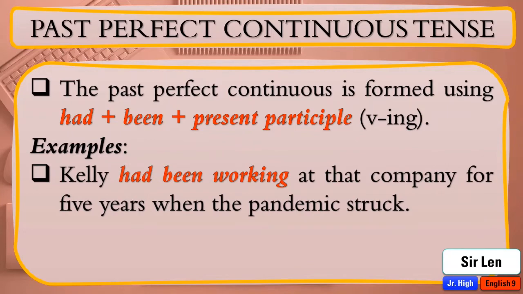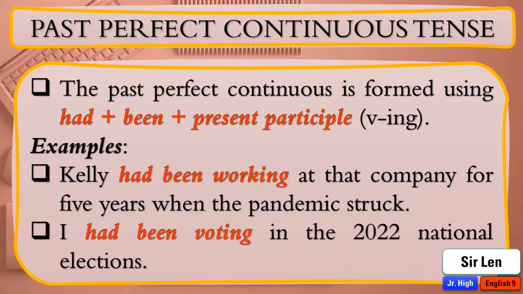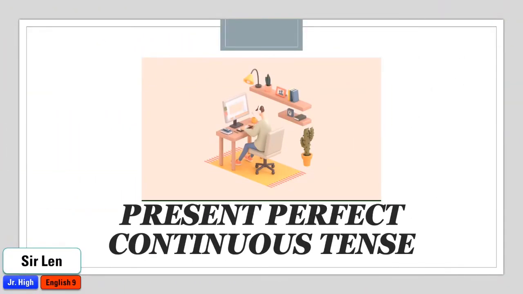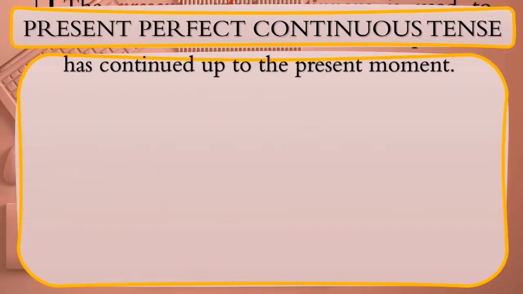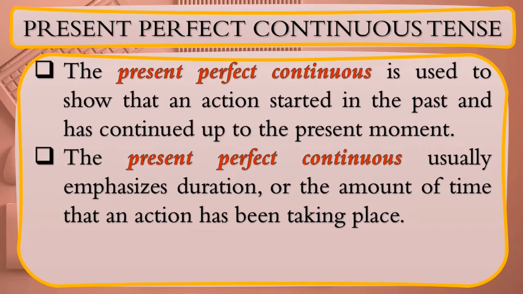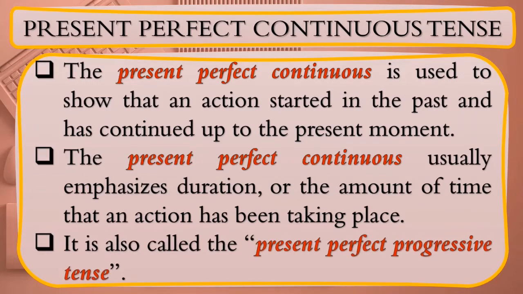Examples: Kelly had been working at that company for 5 years when the pandemic struck. I had been voting in the 2022 national elections. The present perfect continuous tense. The present perfect continuous is used to show that an action started in the past and has continued up to the present moment. The present perfect continuous usually emphasizes duration or the amount of time that an action has been taking place. It is also called the present perfect progressive tense.